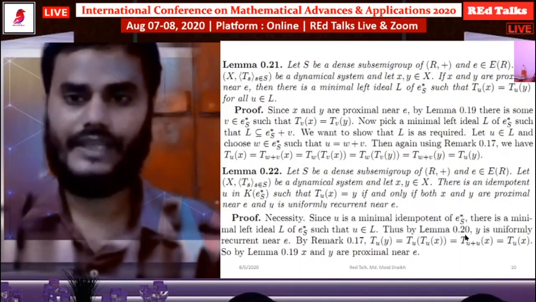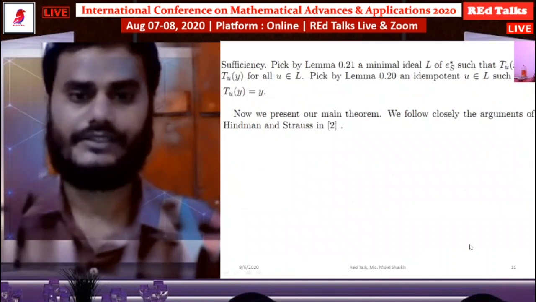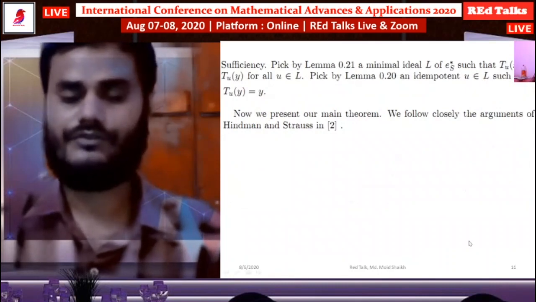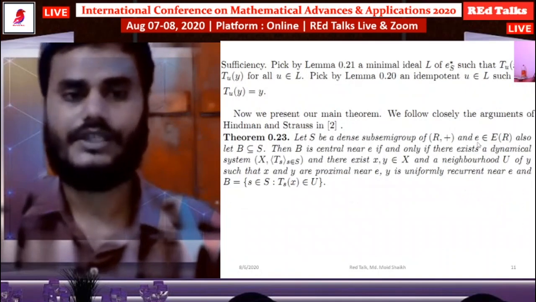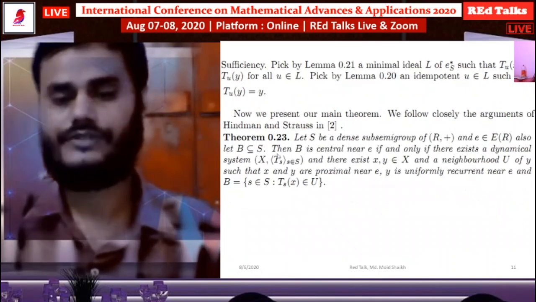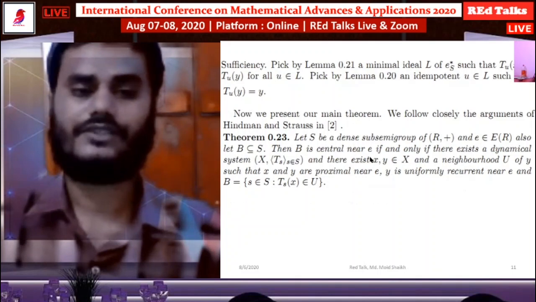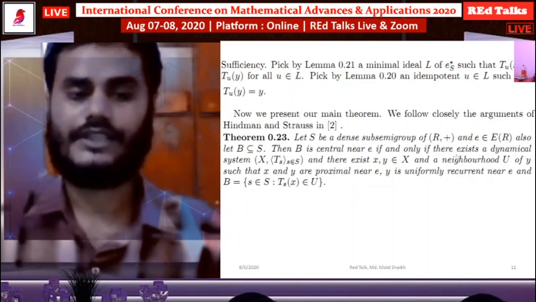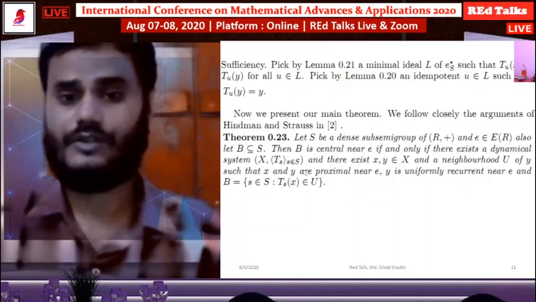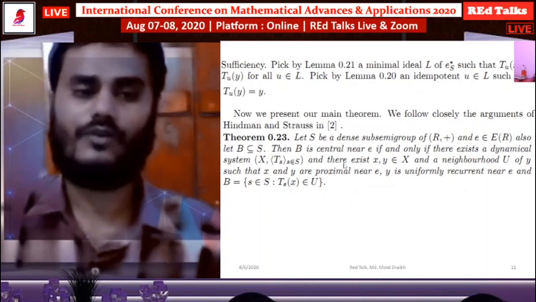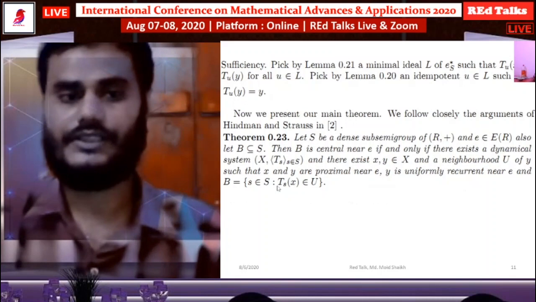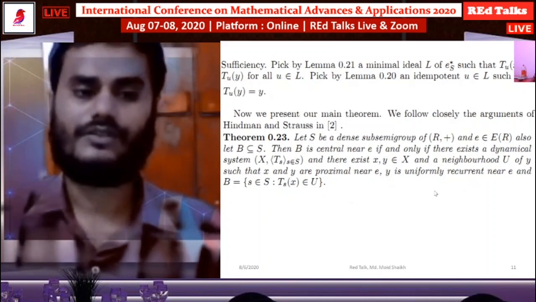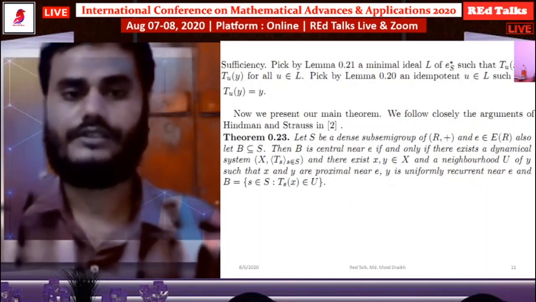Then we have the main theorem. Let S be a dense subsemigroup of (R, +) and E belongs to R, also B is a subset of S. Then B is central near E if and only if there exists a dynamical system (X, Ts), s belongs to S, and there exist x, y belongs to X, and a neighborhood U of y, such that x and y are proximal near E, y is uniformly recurrent near E, and B is equal to the set of s belongs to S such that Ts x belongs to U.